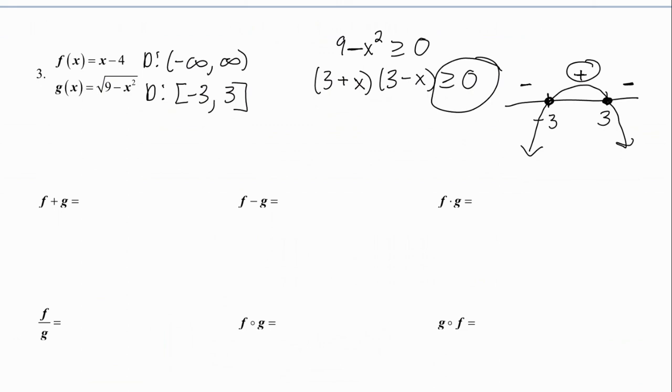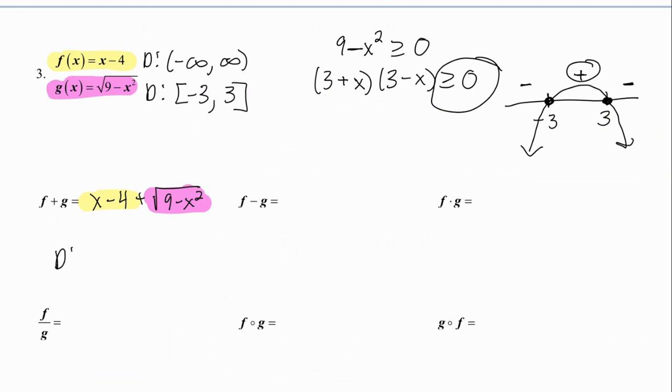So again, I'm going to call this F, and I'm going to call this G. We're setting this up. We do F plus G. So I do x minus 4 plus the square root of 9 minus x squared. And that actually doesn't simplify, right? One part of it's a square root, and one part of it is not. So we have to leave it as is, and that would be our answer.